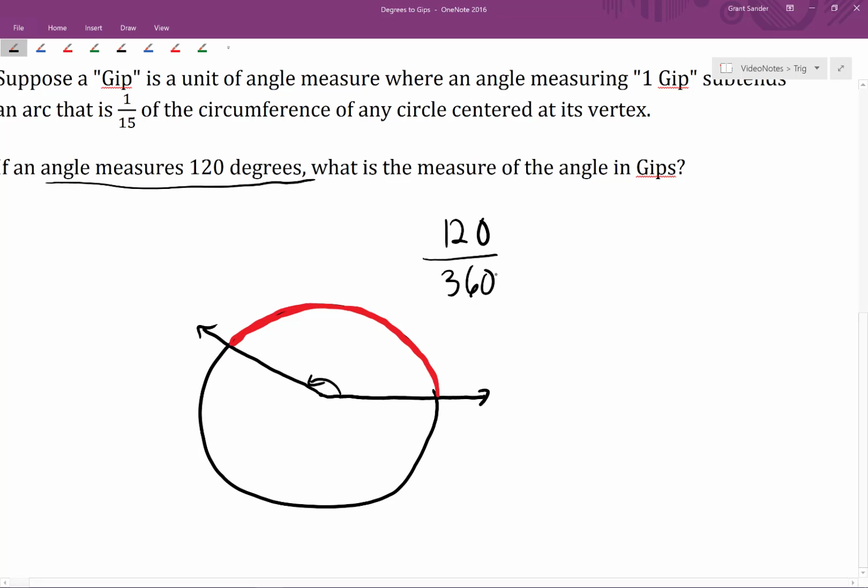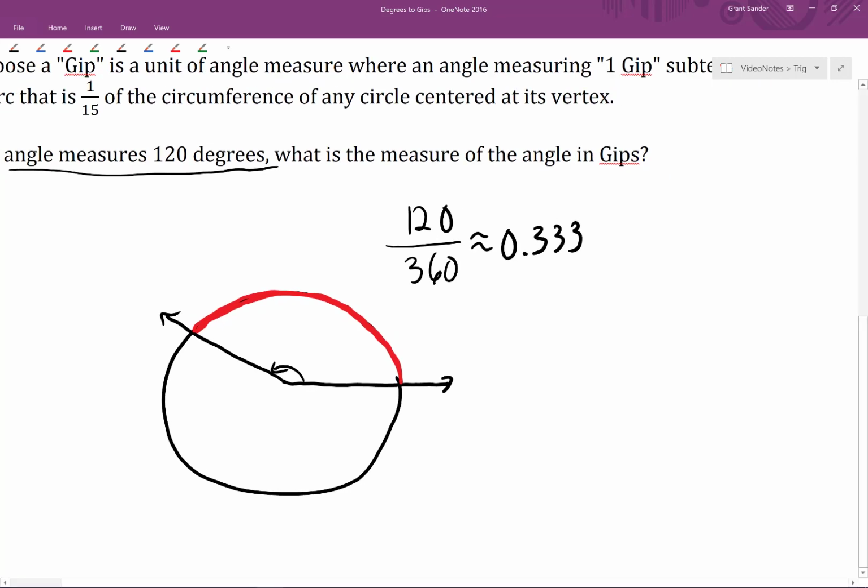And 120 divided by 360 is roughly equal to 0.333, which means that the subtended arc is about 33.3% of the full circumference, or that the angle is about 33.3% of a full rotation. Looks pretty reasonable.